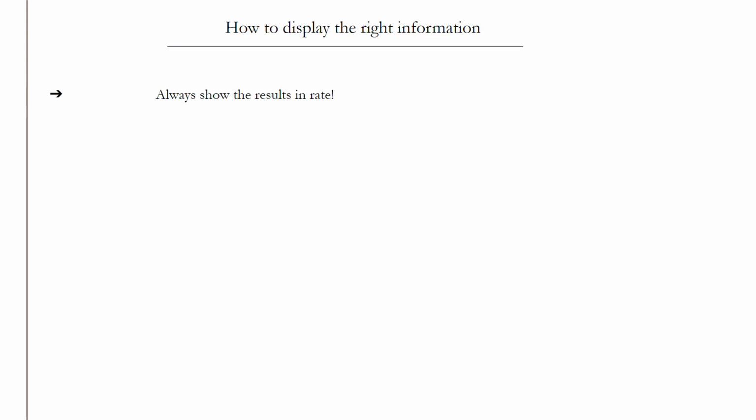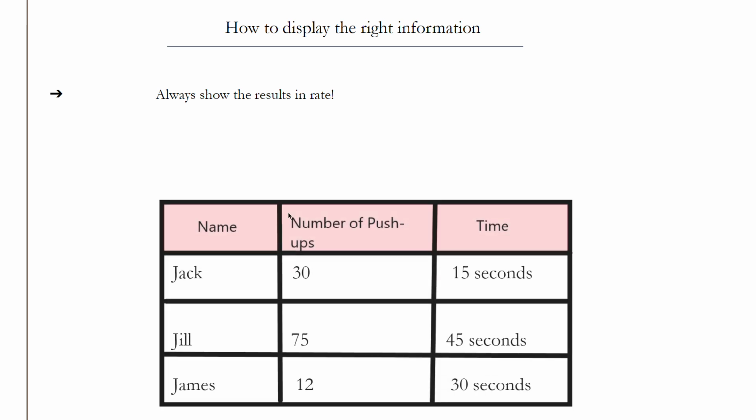So, how do we display the right information? Always show the results in rate. First I will give you an example of a table that did not give its results in rate. Then I'll show you the same table but with the rate. Okay, let's look at this table here.